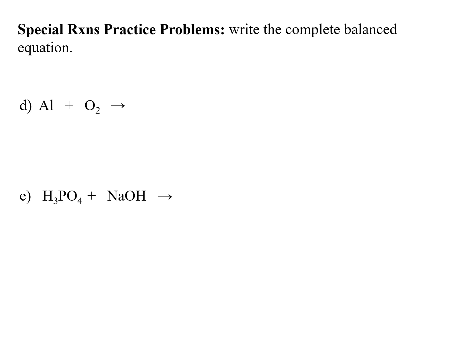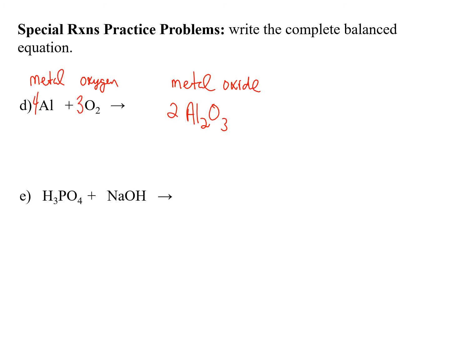All right, for the first one, we have a metal plus oxygen gas. This is going to be a special synthesis. We're going to get a metal oxide. Now, we saw this in the lab too with magnesium and oxygen. Aluminum forms a +3. Oxygen forms a -2. So when you crisscross, we get Al2O3. And if I put a 4, a 3, and a 2, then I'm balanced.